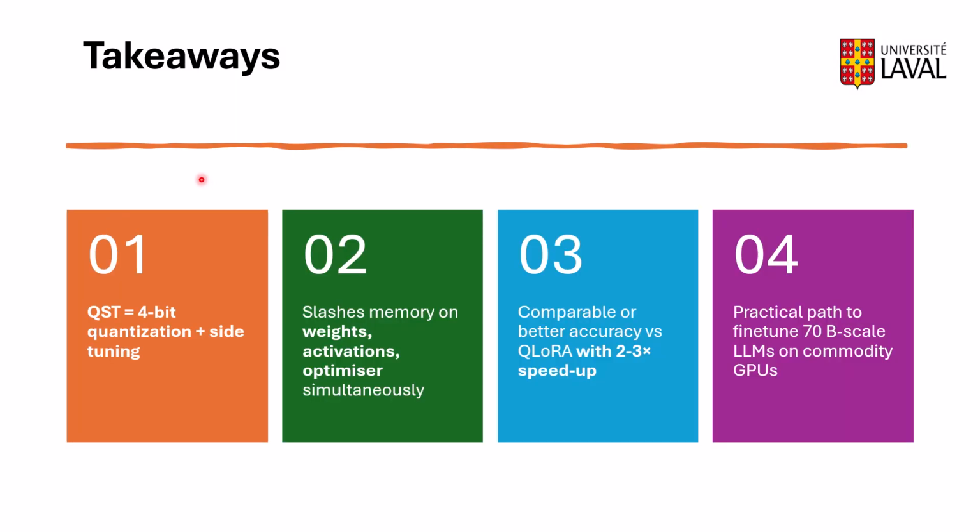To summarize, the key takeaways are: first, quantized side tuning combines 4-bit quantization with a lightweight side network. Second, it reduces memory on weights, activations, and optimizer states all at once. Third, it achieves comparable or better accuracy than QLoRA with up to 2 to 3 times speedup. Finally, it offers a practical way to fine-tune 70 billion scale models on commodity GPUs, which was previously very challenging.